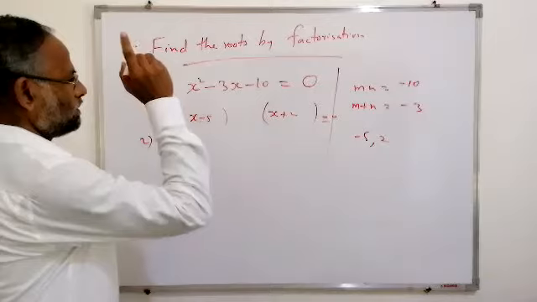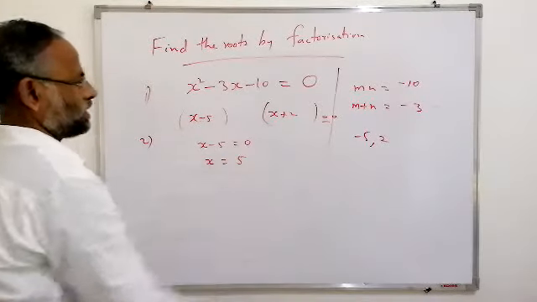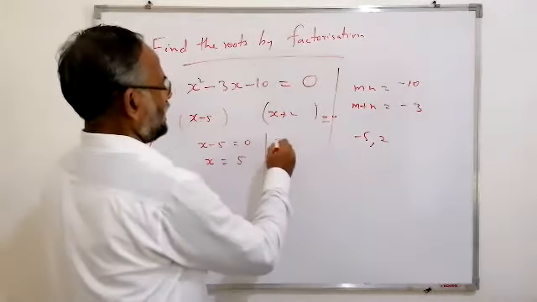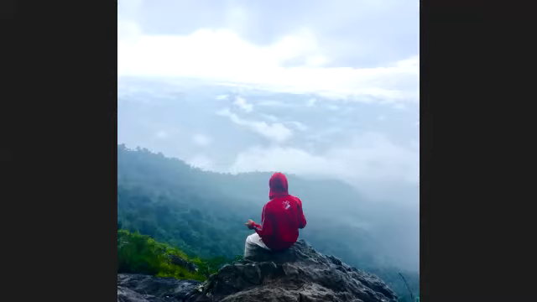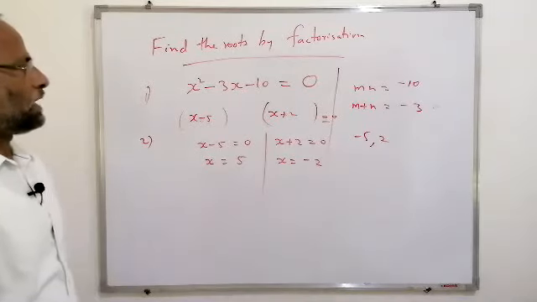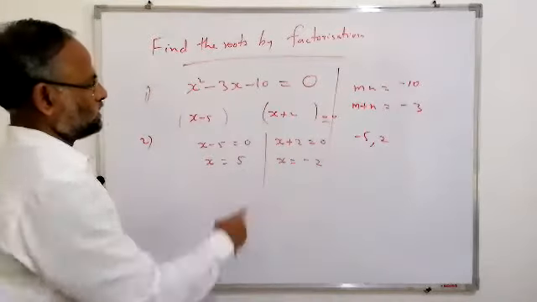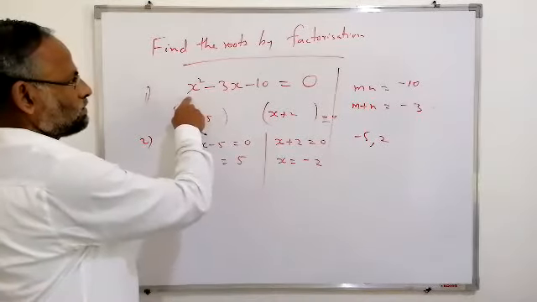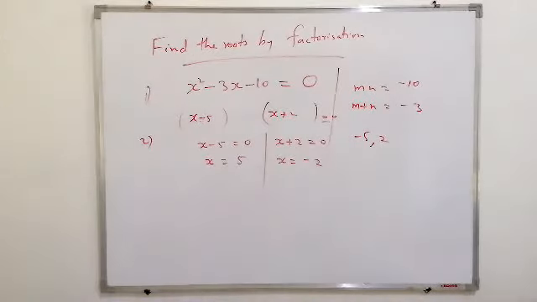Then x minus 5 is equal to 0, that means x is equal to 5. Or x plus 2 is equal to 0, x is equal to minus 2. Yes, these are the solutions. If you put the value, you can check: 25 minus 25 is equal to 0. Then here also, if you put the value, you can check and you will see it will be 0. Right?